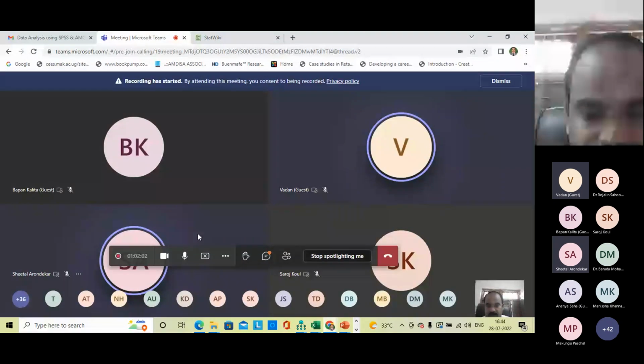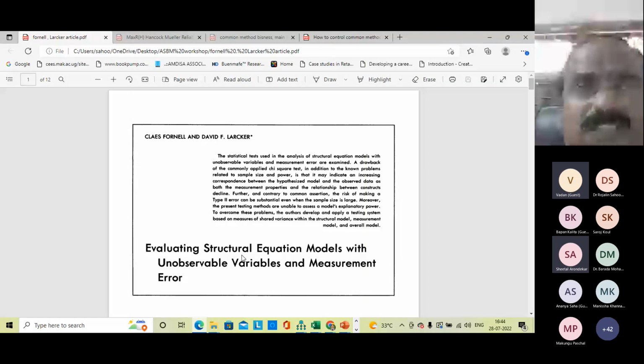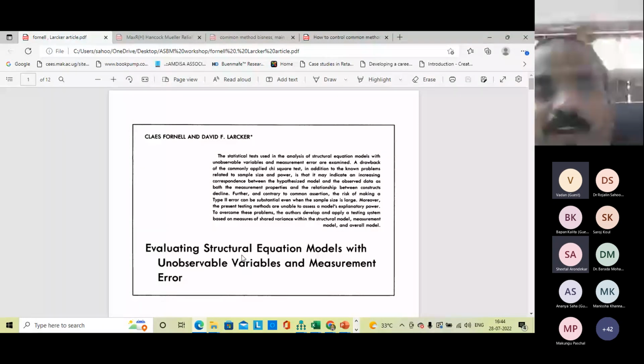So what Fornell and Larcker are saying, the convergent validity can be proven if AVE, average variance extracted, is more than 0.5. Later on, some other authors, not Fornell and Larcker, said if the composite reliability is more than 0.7, then it is an additional criterion to say the convergent validity is proven.